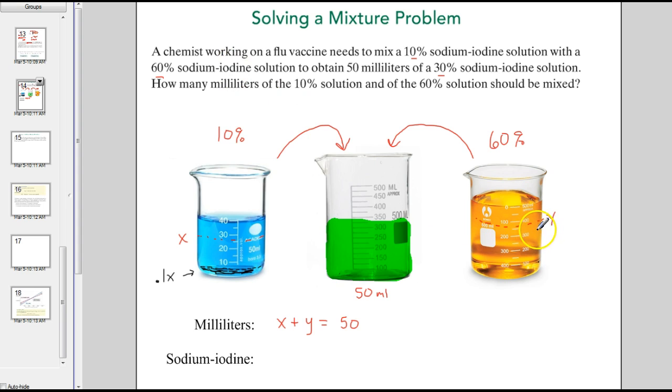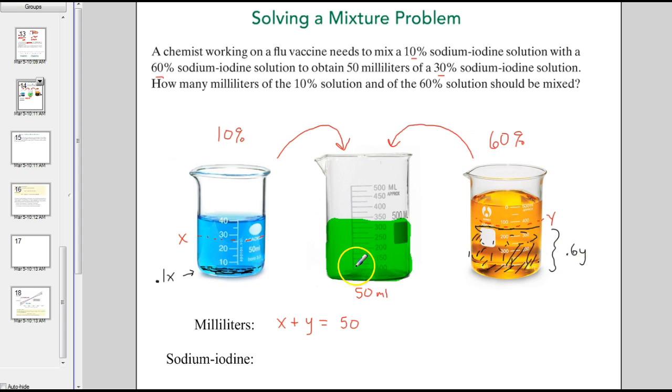So like 60% would be a little bit more than half. So if it settled again, if it broke apart and settled, then the bottom 60% of this jar would be the sodium iodine. So this amount right here is 0.60 or 0.6 times whatever y is, and that's what's going to go into here.